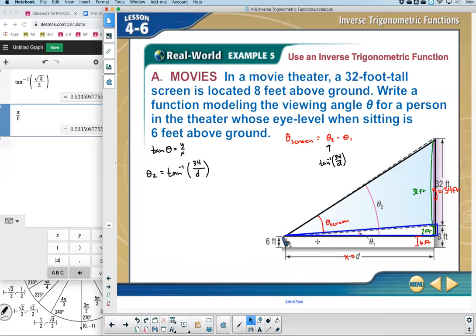Okay, now looking at this little blue triangle, we can see that the y is 2 feet. And so I can come up with theta 1. So for theta 1, I'm going to use inverse tangent again. And it's y over x. So now my y is 2 feet. And again, I have the same d value. And so I can now say that this would represent my formula for the theta screen, the viewing angle. So there's my answer to part 1 right there.